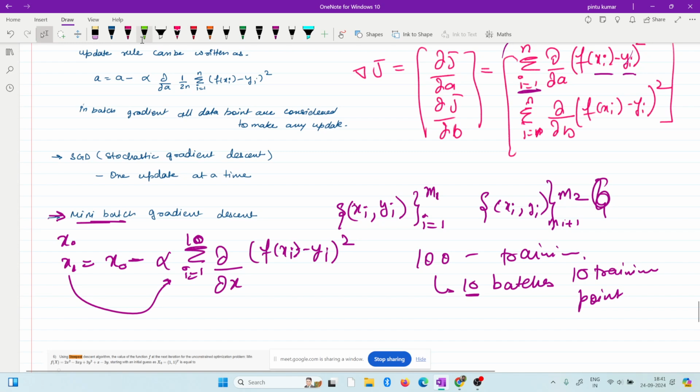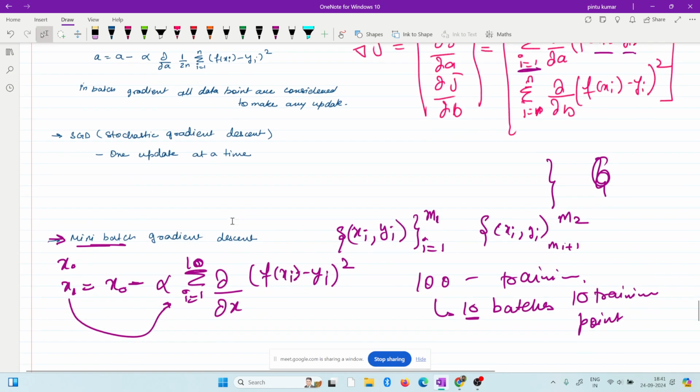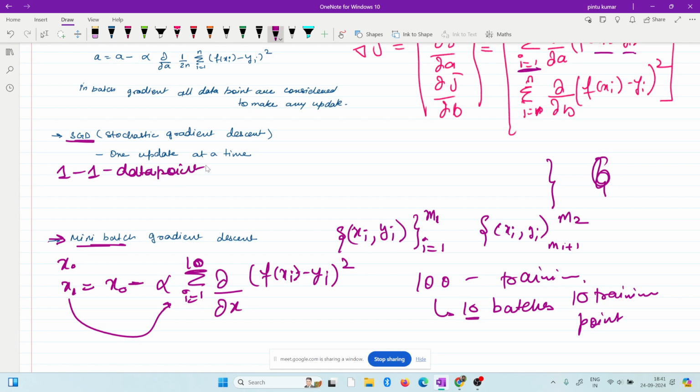Okay. So there is one more method that is called stochastic gradient descent. Right now we were looking at batches. Now what stochastic gradient descent tells you is that you make batches of only one data point. So one batch will contain only one data point. You take some data point, and just based on that data point, you update your x. So you begin with some x naught, x1 is given by x naught minus alpha times the gradient, now computed using just one data point. So this is called stochastic gradient descent. You will just update using one data point at a time.